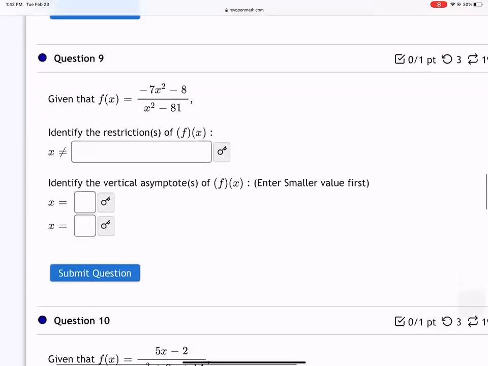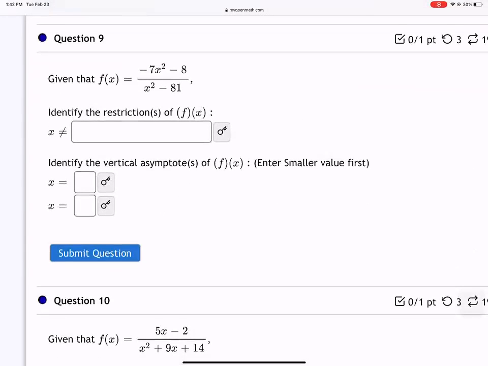Let's jump to 9. 9 is going to take a little bit more work because it's x squared minus 81. Can you think of what numbers will cancel out with 81 when I square it? You probably guessed it. 9 and negative 9. And they want you to write that out here, but they want you to write the smaller value first. Enter the smaller value first.